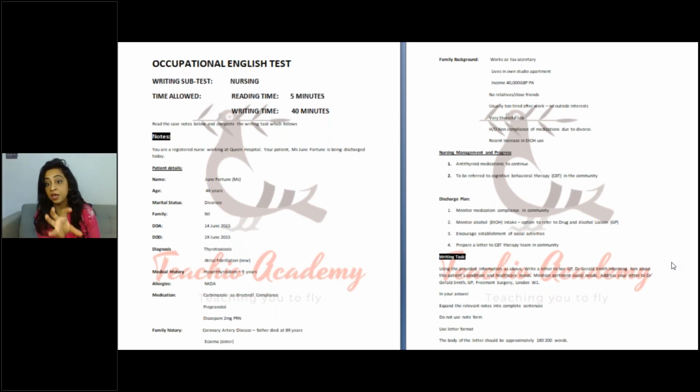And there were lots of points which were related to this patient's social needs. And this patient was to be referred to the CBT team as well. So even though this was your patient's regular GP, still you needed to mention important social history. So do read the task very, very carefully.